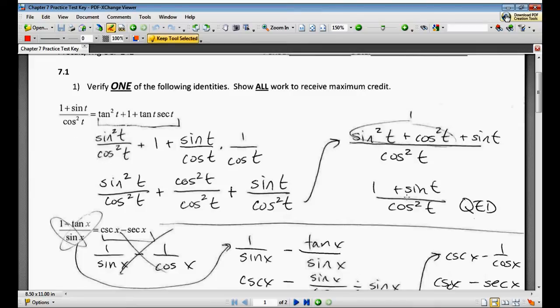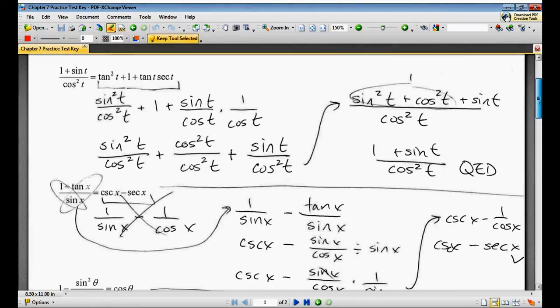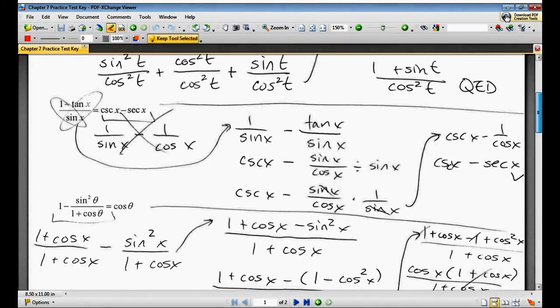So I am done. So you circle it, you smiley it, you something it, so that I know that you are done. The second one that you have the option to verify.